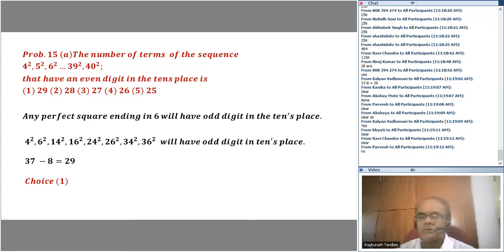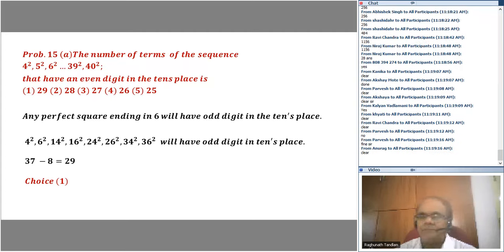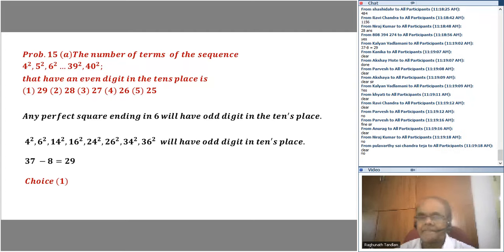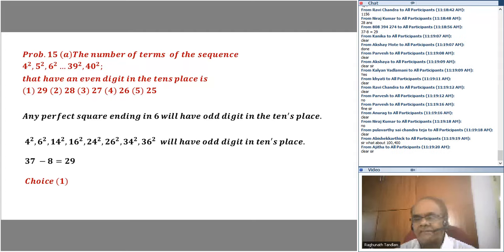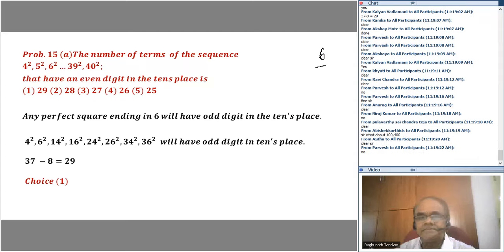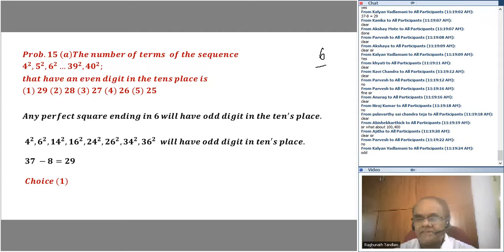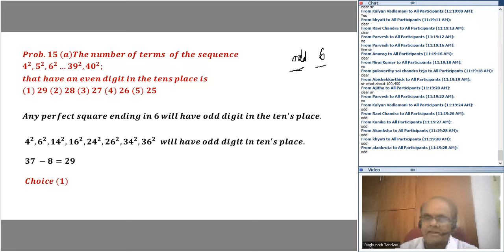Okay, please note down. If any perfect square ends in 6, what will be the previous digit? Odd. Right. Now, you should also prepare instantly.